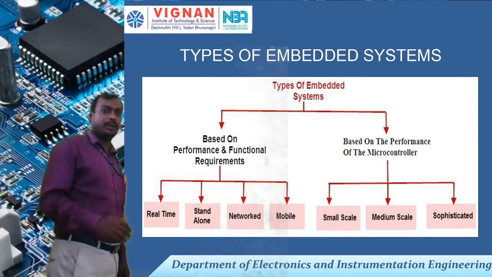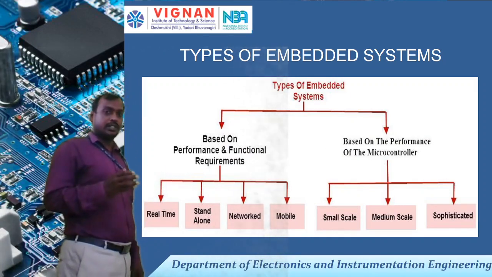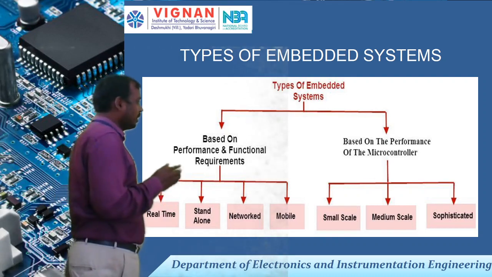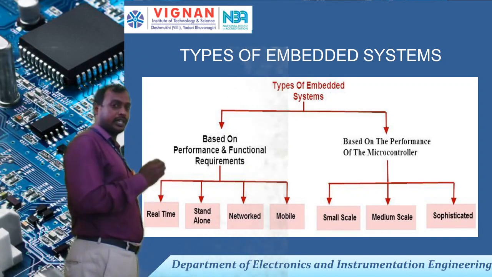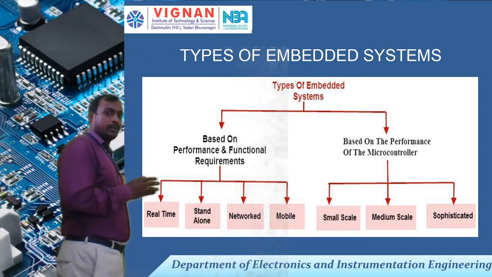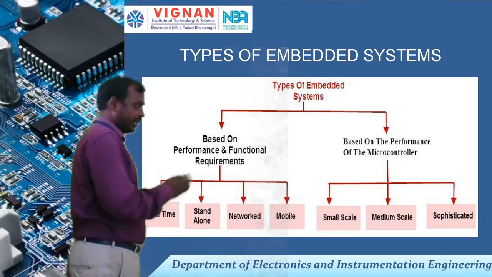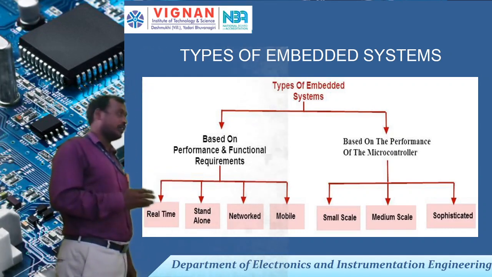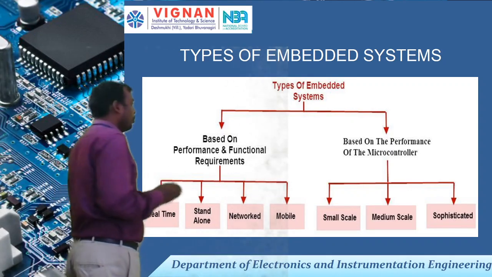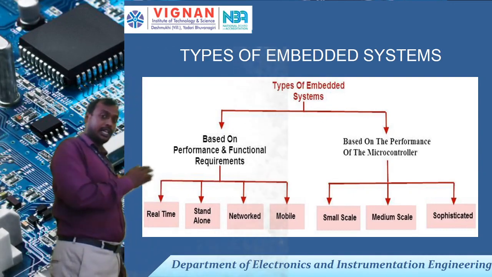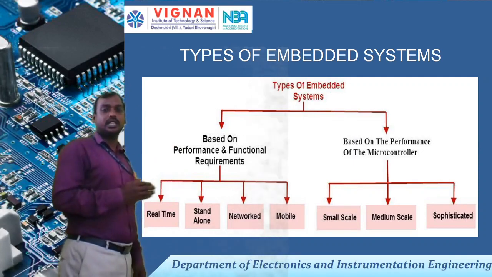So here are the types of embedded systems. Again, two types are there. One is based on performance and functional requirements. The next one is based on the performance of the microcontrollers. Based on performance and functional requirements, it again has 4 types: real-time, standalone, network, and mobile. These are the 4 types.